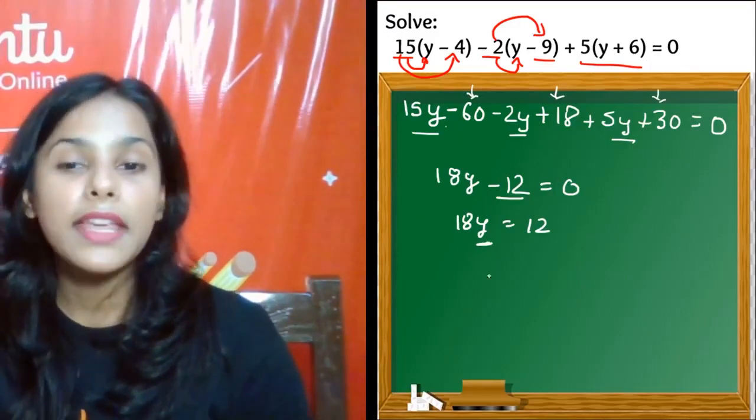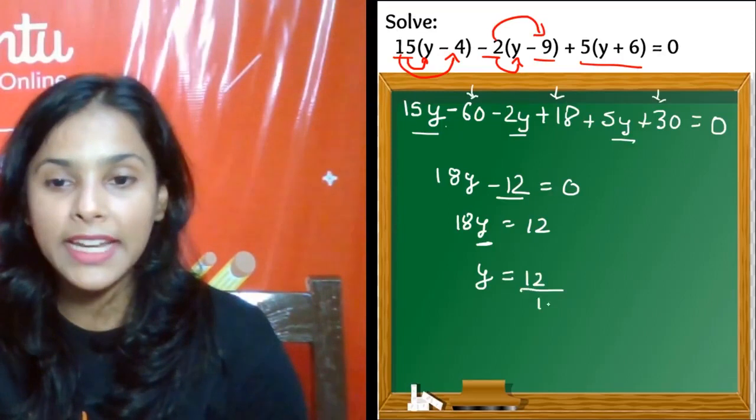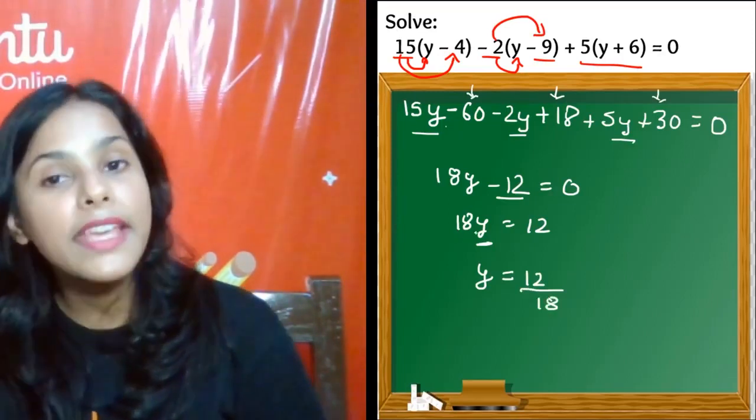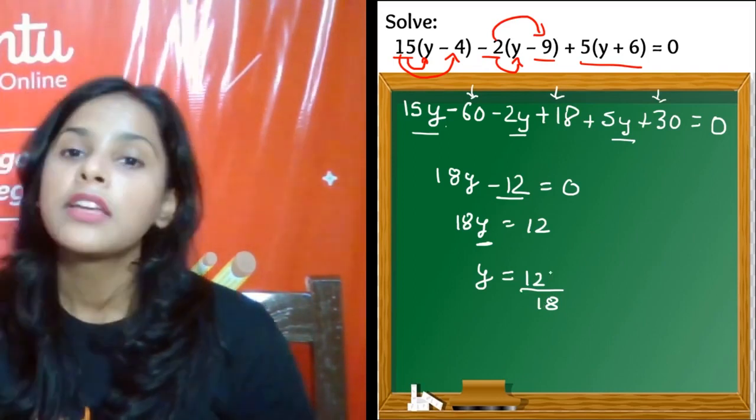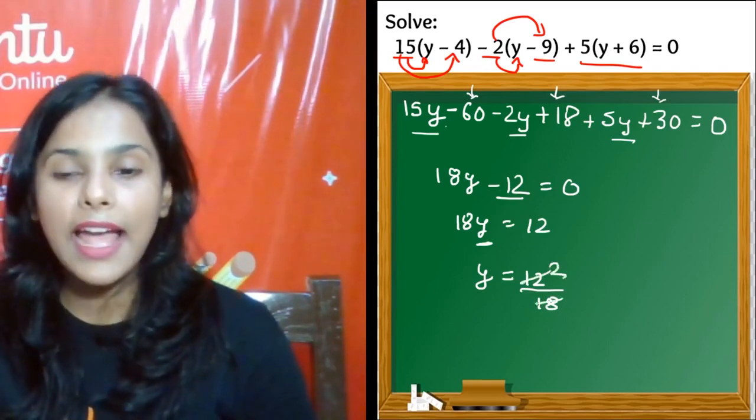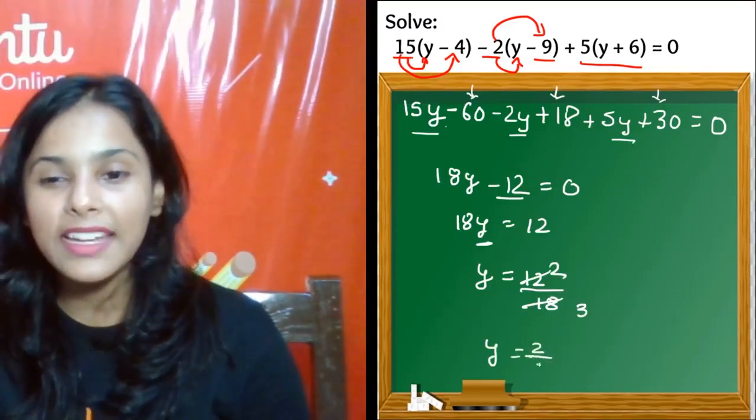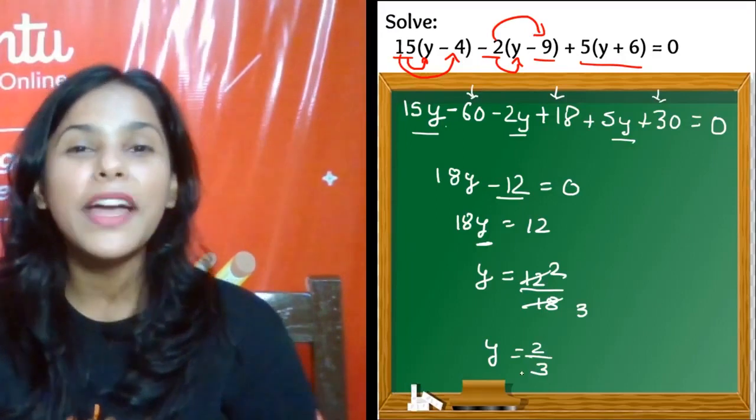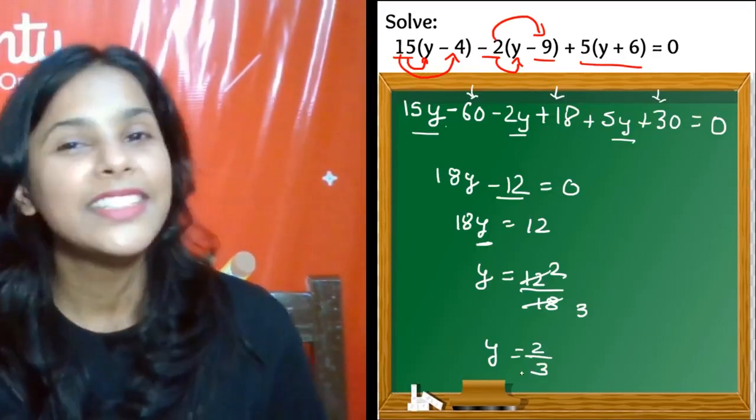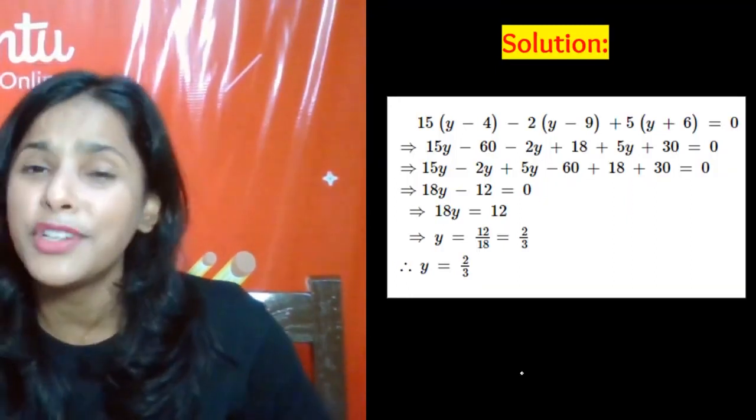Now to make y alone, y is equal to 12 upon 18, because 18 is in multiplication with y, so when it goes to the RHS it gets divided. 6 twos are 12 and 6 threes are 18, so y is equal to 2 by 3. Boom! Let me know if you got it right. This is the solution for your reference.